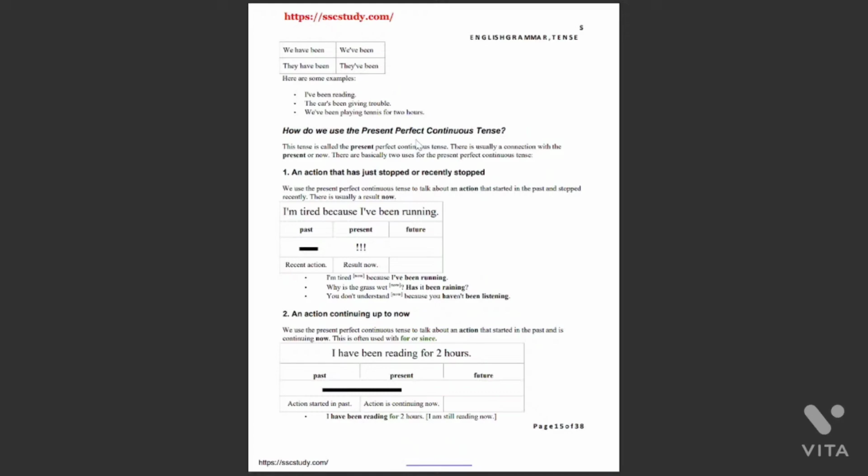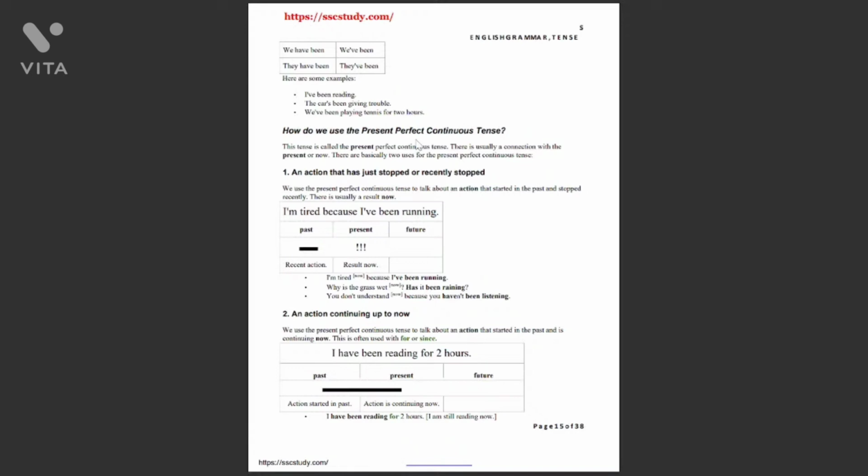The action seems to have happened in the past, and the result is happening right now. So that is a recent action with a result now. I'm tired because I have been running. So he's tired because he has been running. And why is the grass wet? It has been raining. You don't understand because you haven't been listening. So this sentence has a connection with both the present and the past.